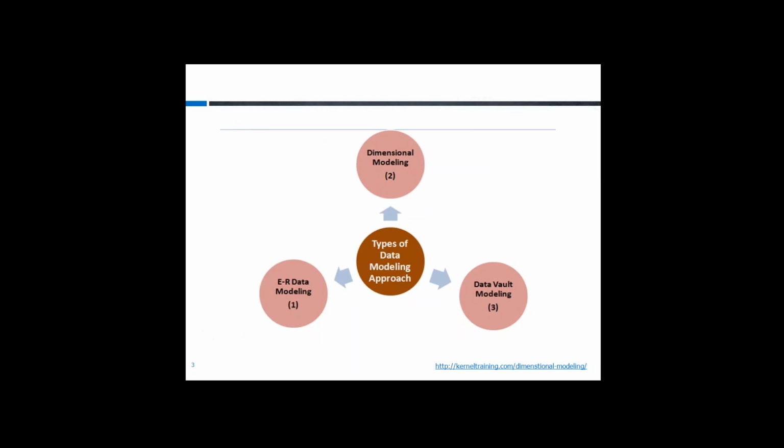Now in this slide you can see there are three different data models. ER modeling, which we have already seen, is for the OLTP database. Dimensional modeling is for the data warehouse. And the third one, which has come very recently, about 2 years back, when they published a white paper, and gradually it is picking up in the market, is data vault modeling.